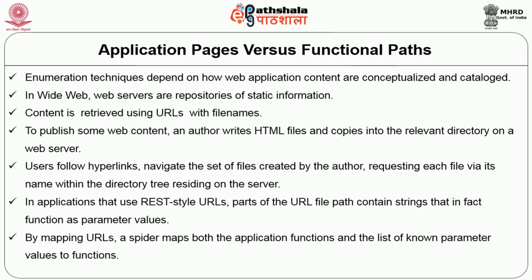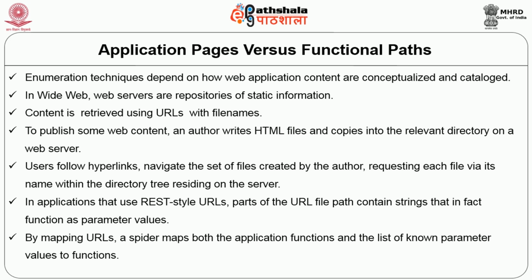To publish some web content, an author may generate a group of HTML files and copy those HTML files to the relevant directory. When the user followed hyperlinks, they could navigate the set of files created by the author, requesting each file by its name within the directory tree residing on the server. But if the application is using REST style URLs, parts of the URL file path contain strings that in fact function as parameter values.